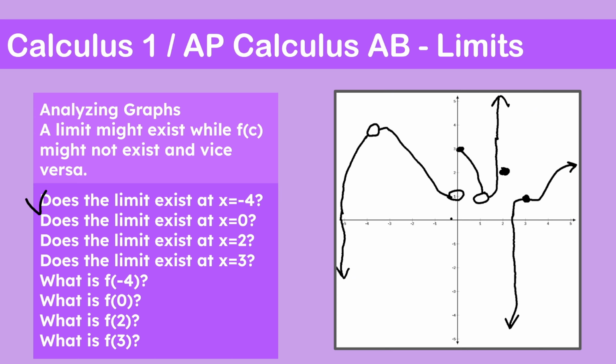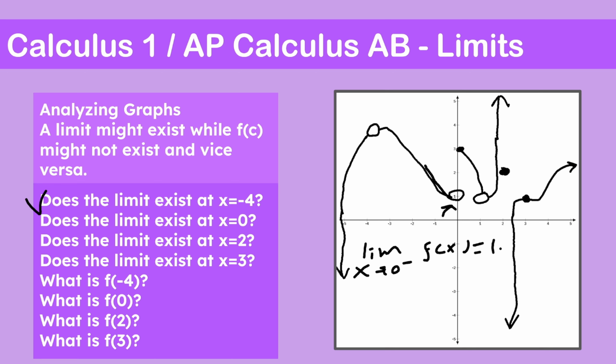This second question asks us, does the limit exist at x equals 0? We're going to see what value the function approaches when it gets very, very close to 0. From the left, it goes very, very close to 1, although it doesn't reach 1 because there's an open hole. If there's an open hole in the function, that means the function is not defined right there. So the limit as x approaches 0 from the left of f of x equals 1.